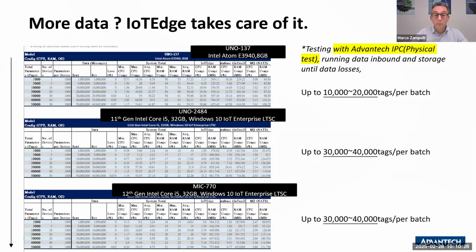And this slide is really, really important because we are taking care of the product. It is a well-tested product, and these screenshots only represent what the R&D did in order to test that everything is fine. And you can see different classes, for example, the UNO-137 up to the MIG770 with different performance. And we are saying that for some applications with a limited number of tags, you can go with the Atom. If you are going for bigger amounts of tags, you need the MIG770.